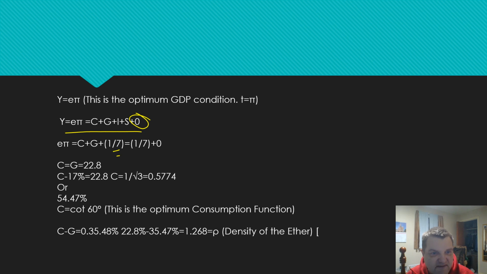Your savings is a seventh, which is optimum. So c equals g equals 22.8. So when your consumption minus 17% is equal to 22.8 times the consumption, 1 over root 3, 0.5774. Consumption is 54.47%. So your consumption is equal to cotangent of 60 degrees. That's the optimum consumption. Doesn't matter what you consume as long as you save 15%. And there's your density again, equal to 1.2618 density of the ether.